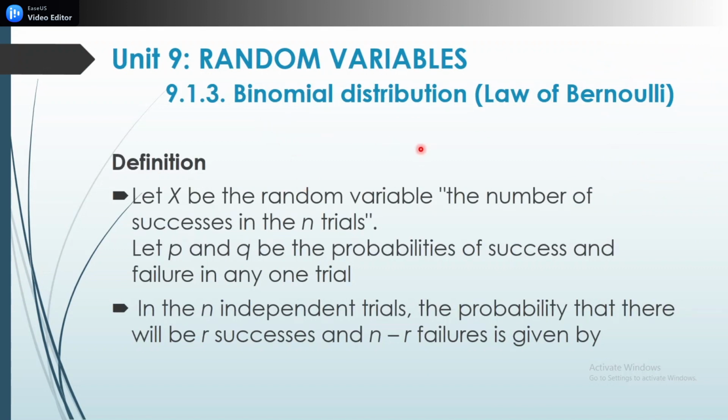Binomial distribution or law of Bernoulli, definition: let X be the random variable, the number of successes in the n trials. Let p and q be the probability of success and failure in any one trial. p represents the probability of success, q represents the probability of failure.